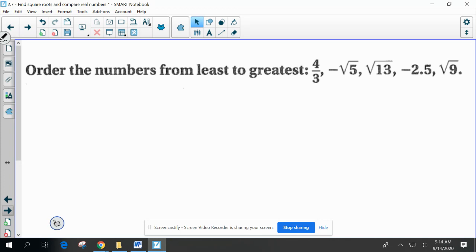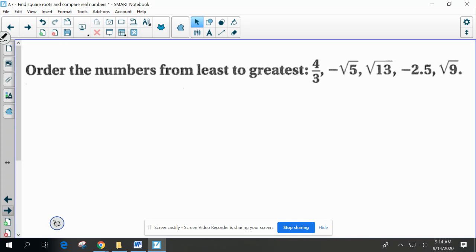Personally, I'm much better off ordering in decimal least to greatest than I would be a fraction, unless they were common fractions, like 3/4, ones that I know. So I would convert all of these to decimals, in my opinion. That's what I would do. So 4/3 is a decimal. I do know that without calculating it.